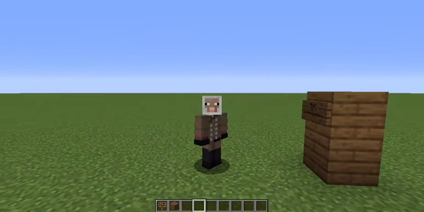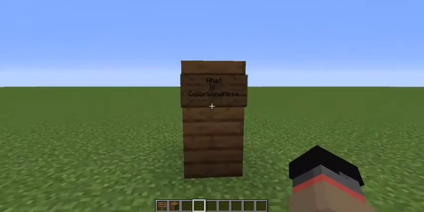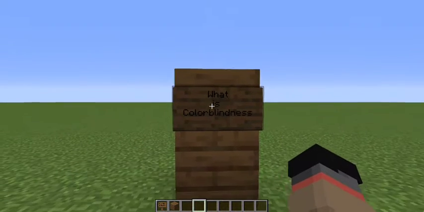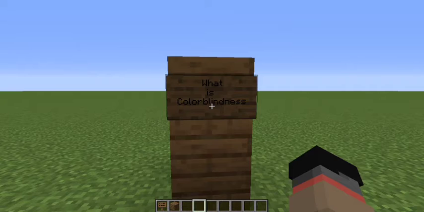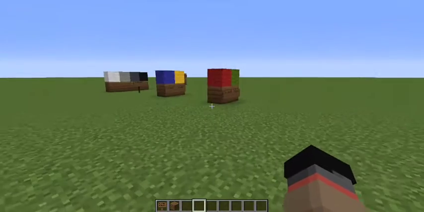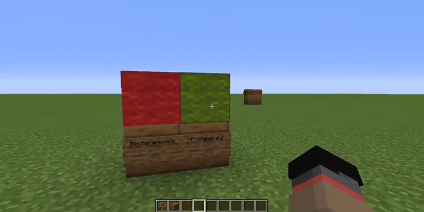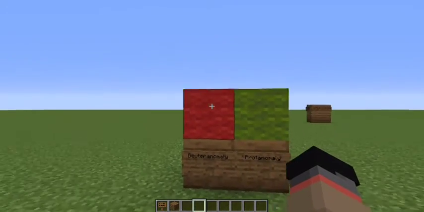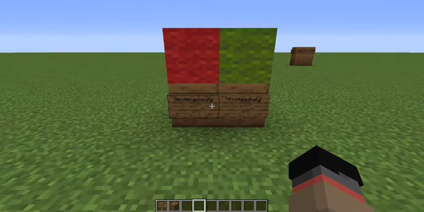Alright, now it's time to explain what color blindness is. So, what is color blindness? Color blindness is a condition where you cannot normally see the regular colors that other people can see. For example, let's take red and green color blindness. Red and green color blindness is the most common color blindness condition out of all of them.